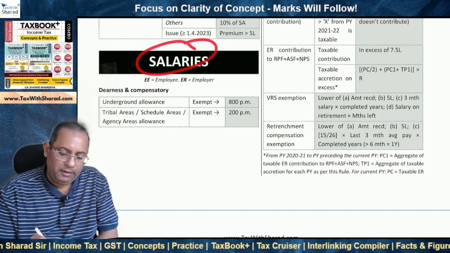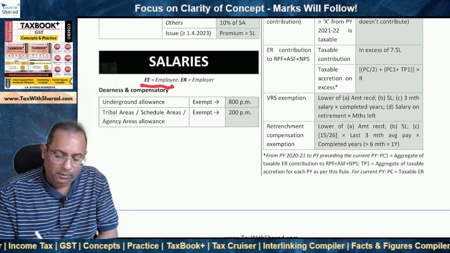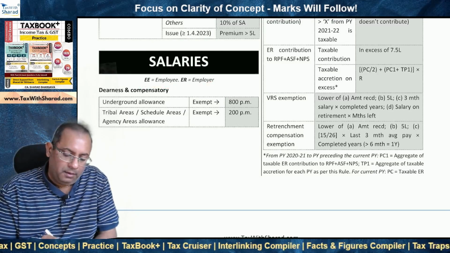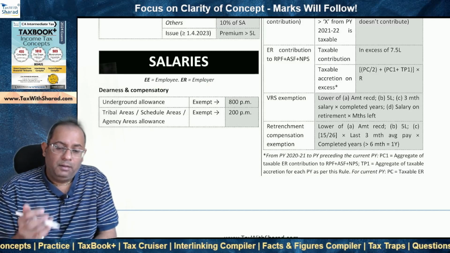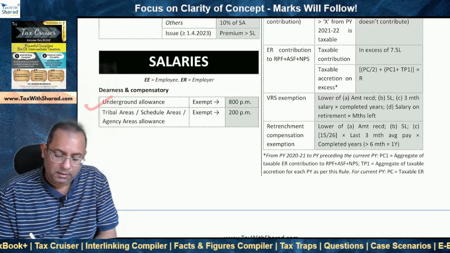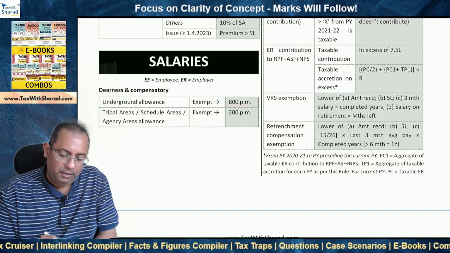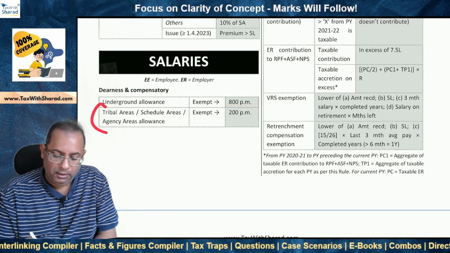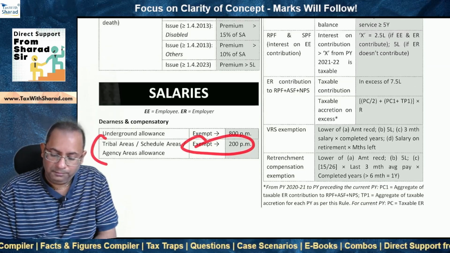We will now look at salaries. EE stands for employee and ER stands for employer. And we will look at various themes, theme by theme. DNS and compensatory: underground allowance is exempt at 800 per month. Tribal areas, scheduled areas, agency areas allowance is exempt at 200 per month.